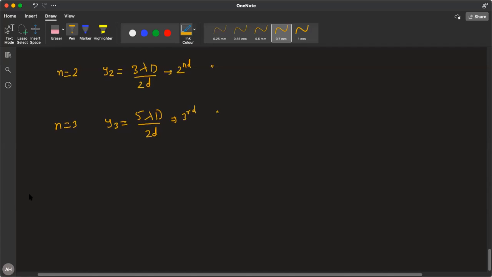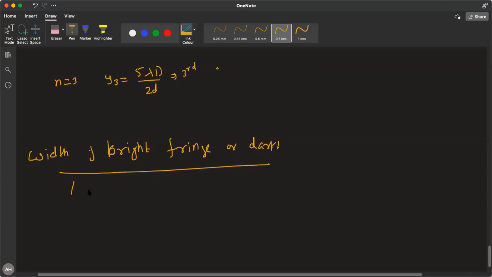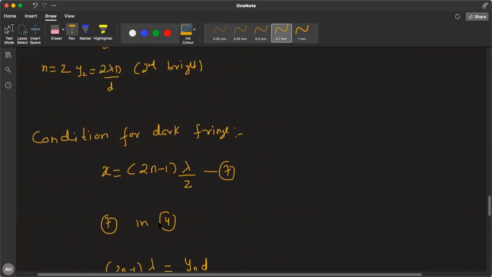There is one last term, which is the width of the central maximum. Width of bright fringe or dark fringe. So in interference, both bright and dark fringes have the same width. This is lambda D by d. This is the width of the bright fringe as well as the dark fringe in the central maximum in interference. Just note it down.